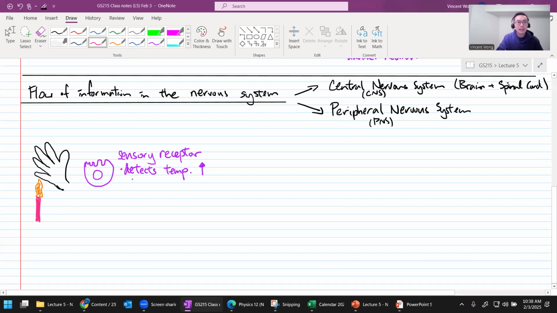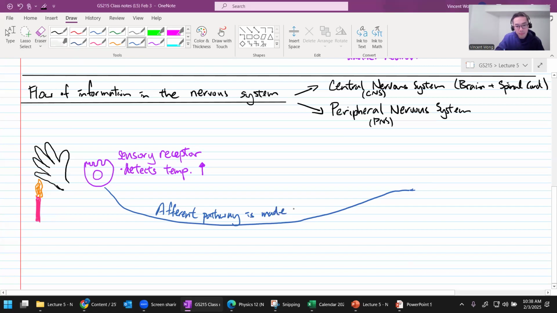So when the sensory receptor picks up the increased temperature to a particular point, where it's too hot, then it will trigger a signal that will send the information to your central nervous system. So this pathway is called the afferent pathway. The afferent pathway is made up of sensory neurons that carry sensory information.